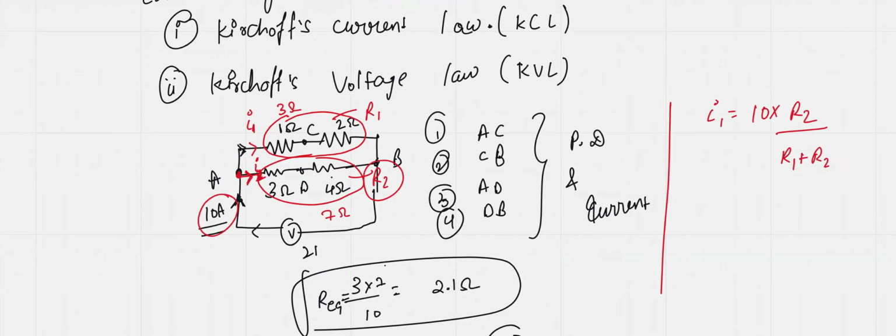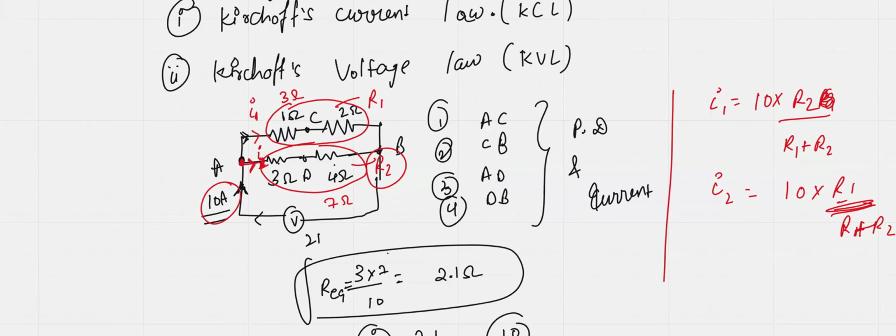Or just write the equivalent resistance, this thing, and remove the part you are looking for. You are looking for R1, just remove it. And I2 will be equal to 10 into R1 divided by R1 plus R2. Is that clear, Kirtana, or do you have doubts? If you have a doubt, just clarify it along the way, okay? No doubt, sir. It's clear.